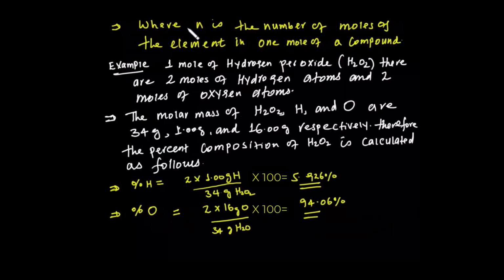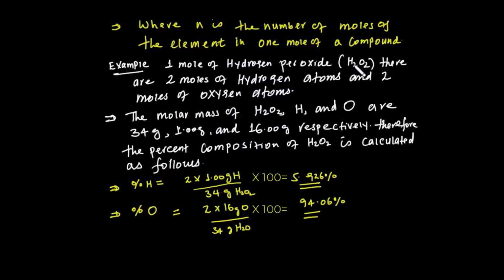What does n mean? n is the number of moles of the element in 1 mole of a compound. For example, take 1 mole of hydrogen peroxide. This is 1 molecule of hydrogen peroxide. In 1 mole of hydrogen peroxide, there are 2 moles of hydrogen.